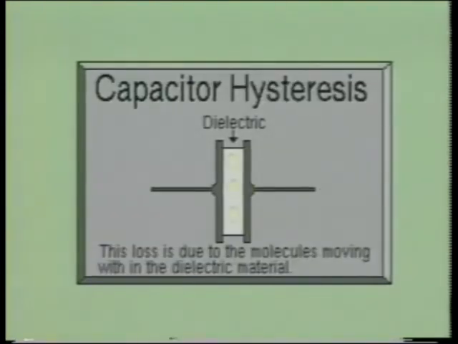Another loss in a capacitor is due to hysteresis. This can also be indicated by heat in a capacitor. Hysteresis loss in a capacitor is caused by the friction of the molecules of the dielectric material as they are changed from one polarized position to another due to the reversing electrostatic lines of force between the plates. The hysteresis loss in a capacitor will increase as the frequency of the AC signal increases.